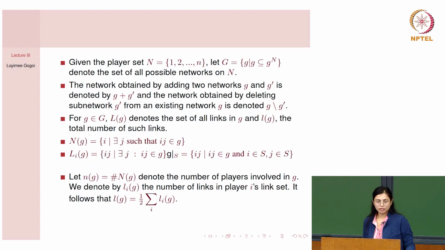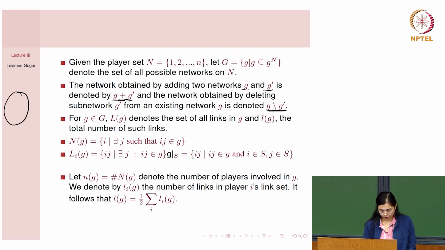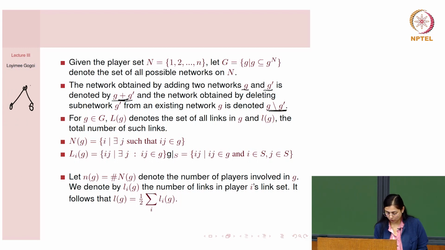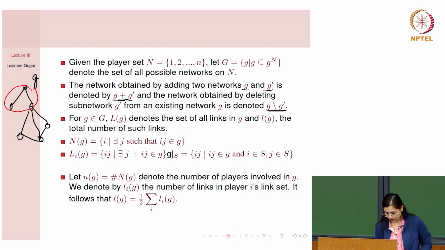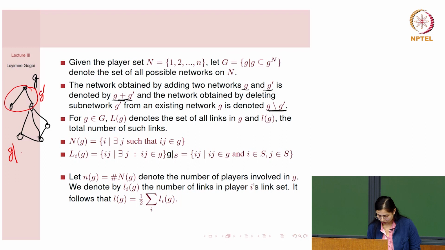Okay, before that I just want to mention some notations here. We already discussed in the first lecture that if there are two networks G and G prime, when we think about adding networks, we are going to use the notation G plus G prime, and if we want to delete, suppose this is one network G and I want to delete this part, then I simply write G minus G prime, deleting some part of the network.